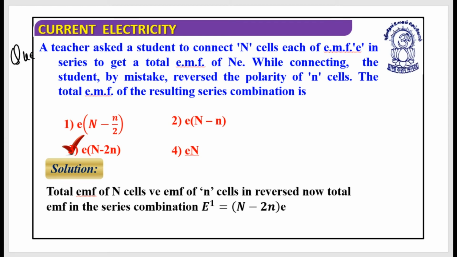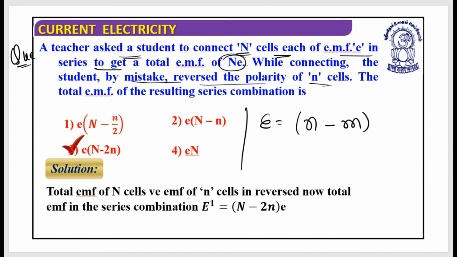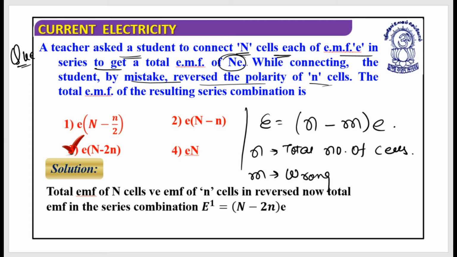It says that a teacher asks the students to connect n cells, each of EMF E, in series to get a total EMF of n into E. While connecting, the students by mistake reverse the polarity of some cells. The total EMF of the resulting combination is n minus 2m into E, where n was the total number of cells and m is the wrongly connected cells.